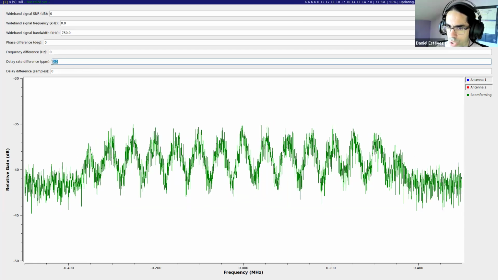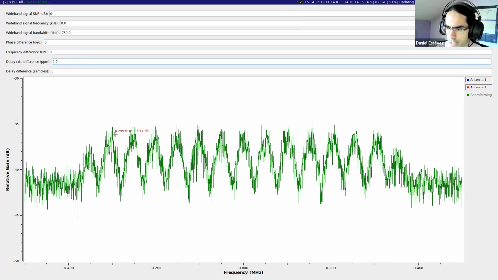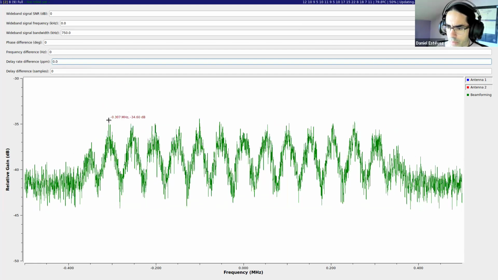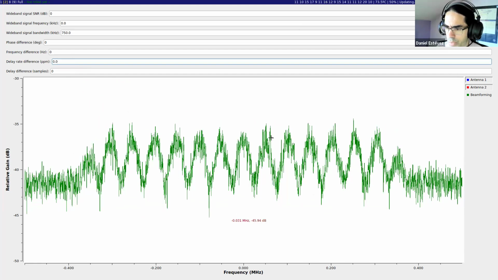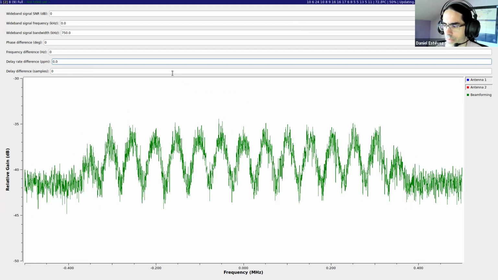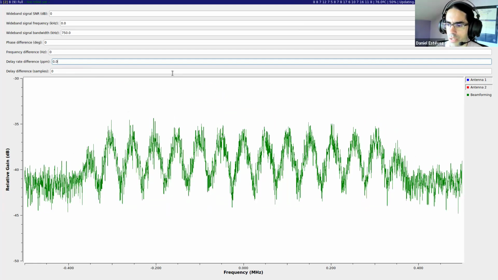And if I set this to 0, the change stops, but we have already accumulated a delay of however many samples here. Okay, any questions?